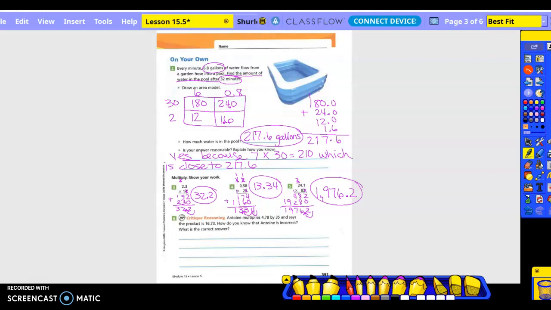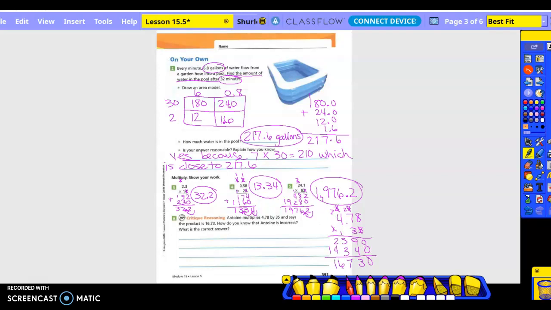Okay, and then let's actually find it. So 4 and 78 hundredths times 35. So 5 times 8 is, so put a 0, carry the 4. 5 times 7 is, 4 is, carry the 3. 5 times 4 is, plus 3 is, mark off the 3, mark off the 4, mark off the 5, and put a 0. 3 times 8 is 4, carry the 2. 3 times 7 is, plus 2 is 2. 3 times 4 is, plus 2 is 0, 3, 1, 7, 6, 1.